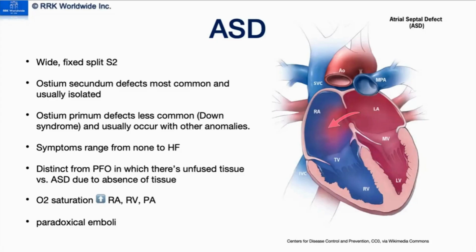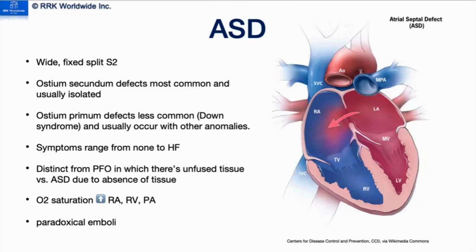And because there's a left to right shunt, it is a source of paradoxical emboli. So later these patients could present with a showering of emboli or septic emboli crossing from the right to the left side, and the answer could be just because of ASD. You'll also see this in PFO, a patent foramen ovale, but there it's unused tissue, whereas ASD actually has an absence of tissue. In PFO, it was just unused. Here, there was a defect.